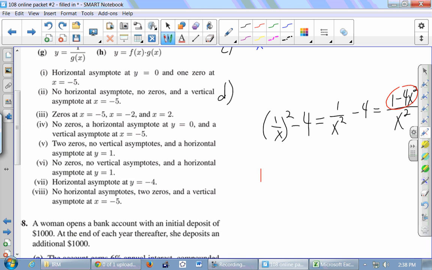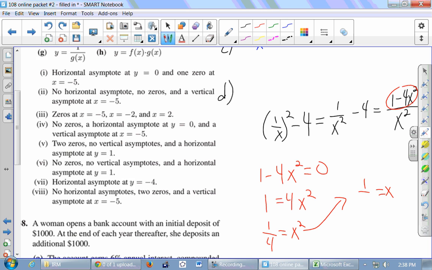So we're looking for places where 1 minus 4x squared is 0, or 1 is 4x squared, or x squared is a quarter. Square root of both sides. We get x is a half, but don't forget plus or minus when you take that square root. So the zeros here are at plus or minus half.